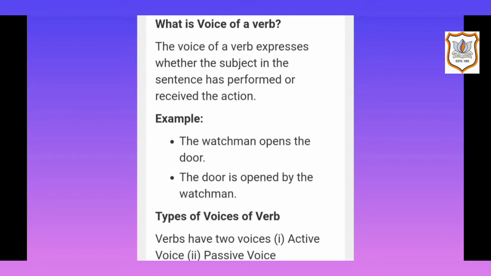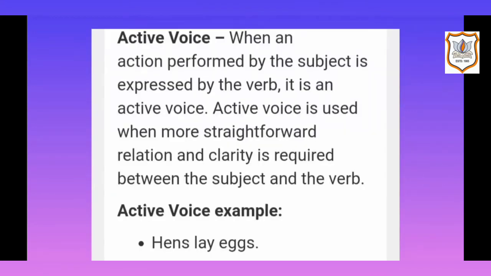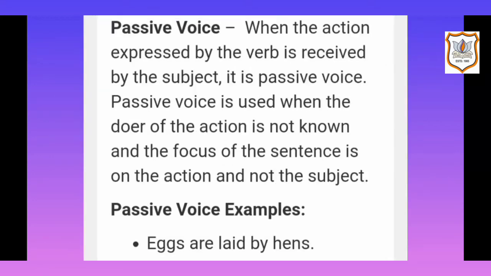Here active voice means when an action performed by the subject is expressed by the verb, it is an active voice. Active voice is used when a more straightforward relation and clarity is required between the subject and the verb. For example, hens lay eggs. Now, what is passive voice?